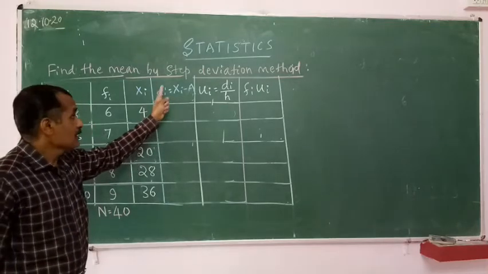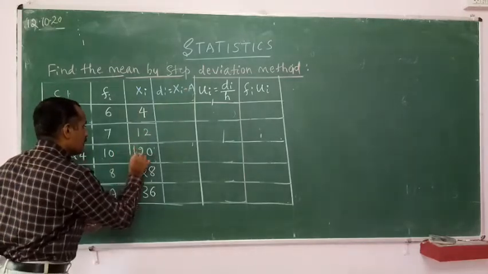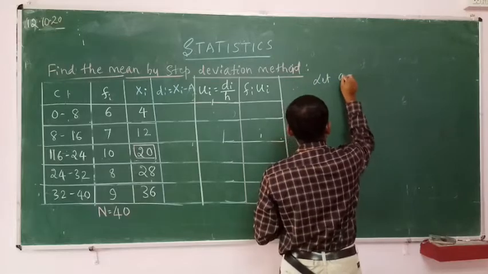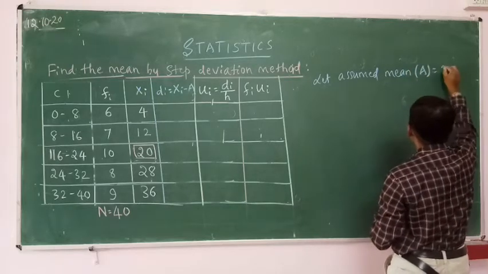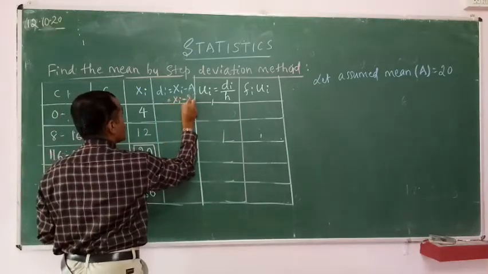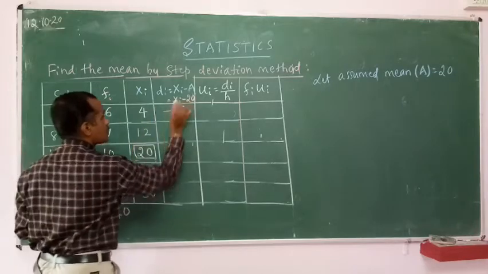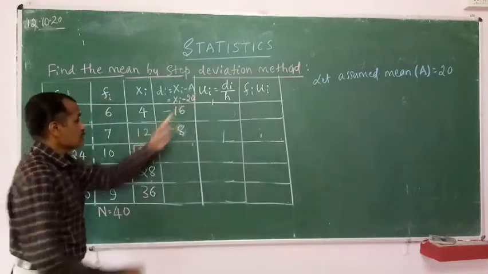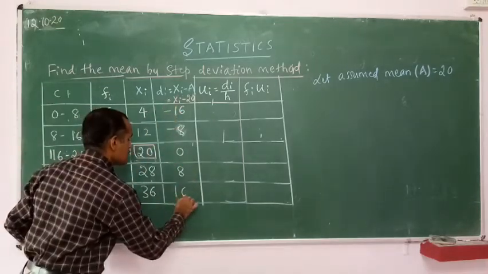Deviation. Deviation is what? xi minus assumed mean. Which is the assumed mean? I will take somewhere the middle value. 20 is the assumed mean. Let the assumed mean A be equal to 20. I will write here di, which is equal to xi minus A. 4 minus 20 is minus 16. 12 minus 20 is minus 8. 20 minus 20 is 0. 28 minus 20 is 8. 36 minus 20 is 16.